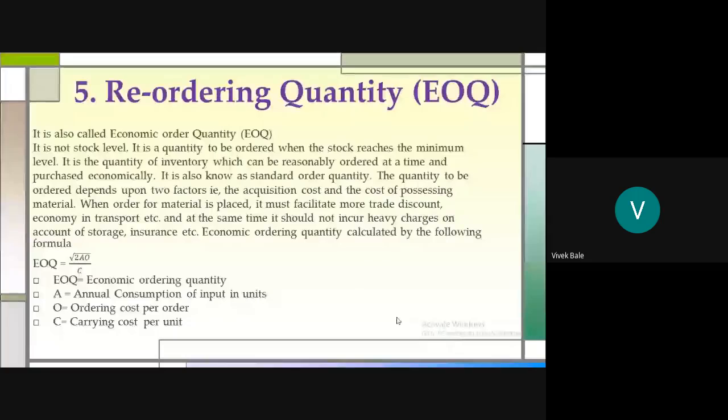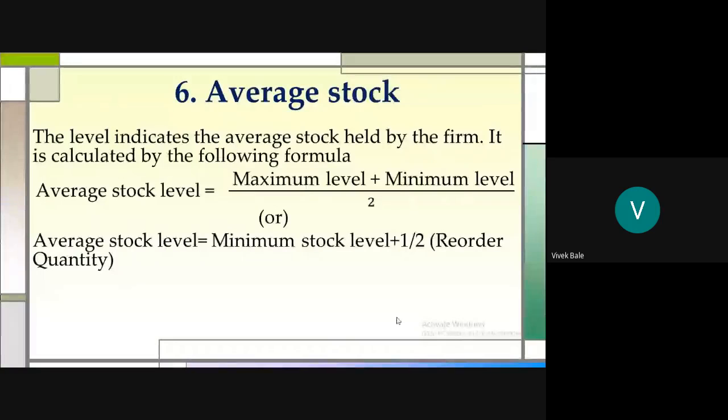And the next level of stock is average stock level. Average stock level indicates the average stock held by the organization, and this level of stock may be computed by using any one of the following formulas. There are two formulas, out of which you can use any one. Average stock level is equal to maximum level plus minimum level divided by 2, or the other formula for calculating average stock level is minimum stock level plus 1/2 reorder quantity. If you use this formula, you will automatically come to know the average quantity of stock that an organization should keep into account.